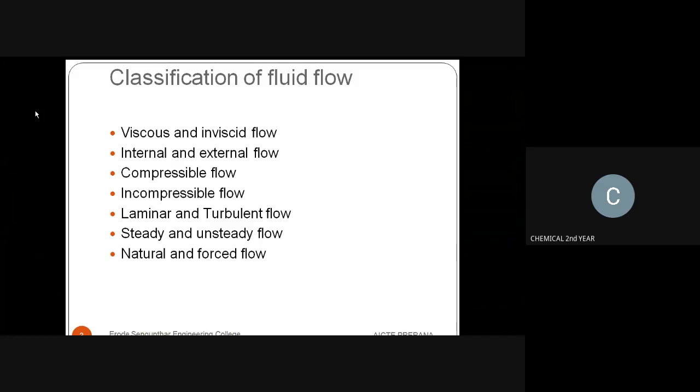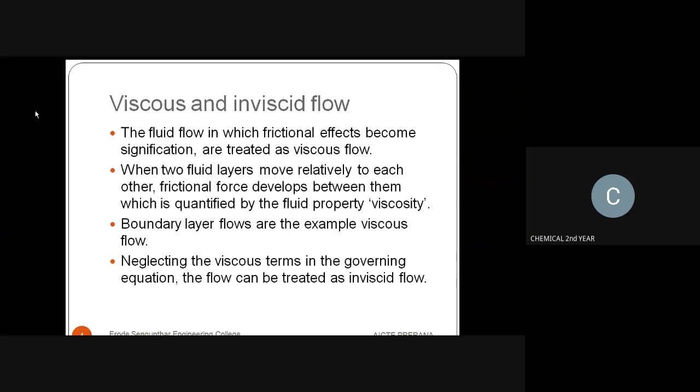As well as depending upon the direction, it can be classified into three types: one-dimensional, two-dimensional, and three-dimensional flow. Right. So these are all the main classifications of fluid flow. We will see one by one. So what do you mean by viscous and inviscid flow?